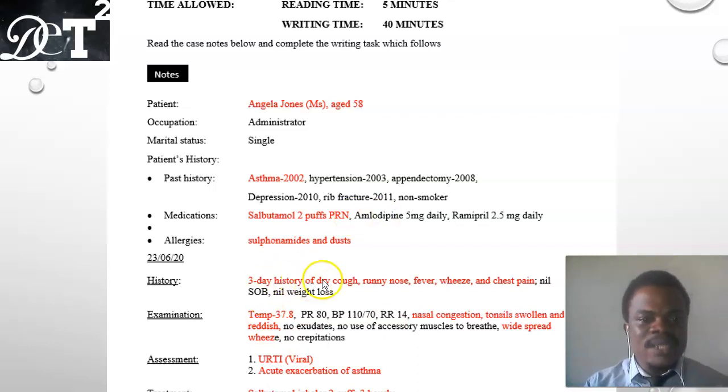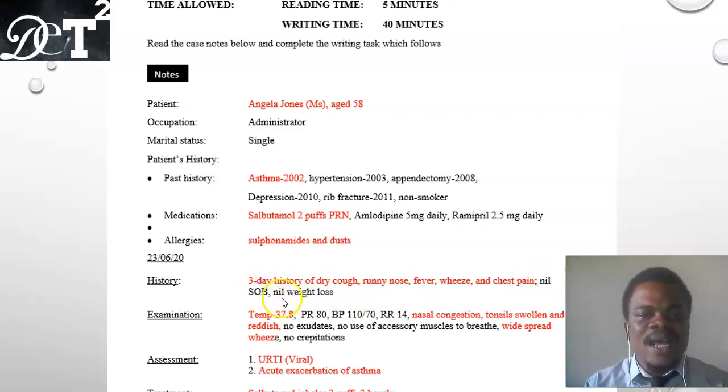Now look at this place. This patient presented with cough, runny nose, fever, wheeze, and chest pain. And looking at the assessment that we made that very day, we made an assessment of upper respiratory tract infection and also acute exacerbation of asthma. The history of cough, runny nose, fever, wheeze, and chest pain are all associated with these two. Now they said no shortness of breath, no weight loss.